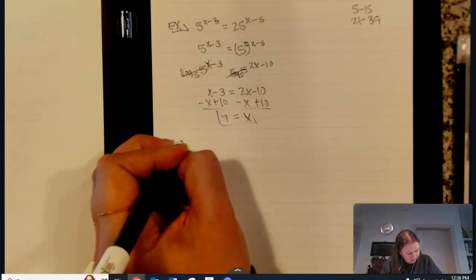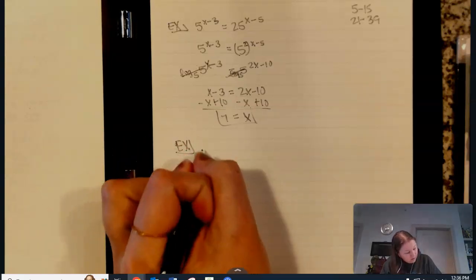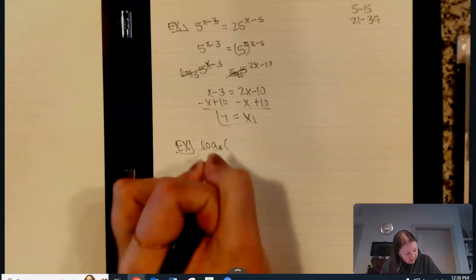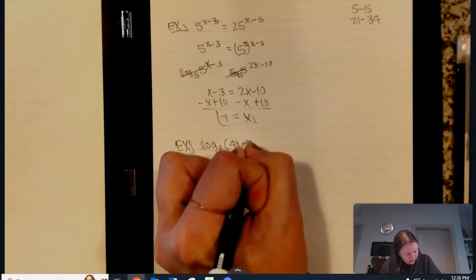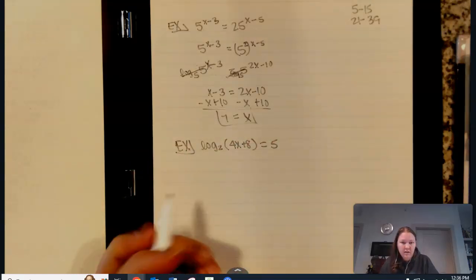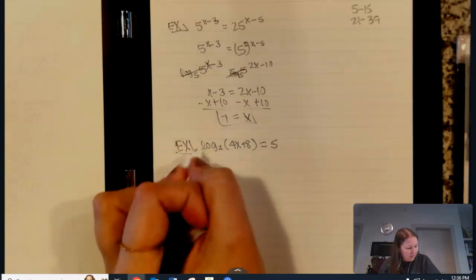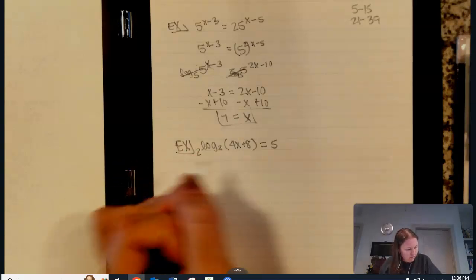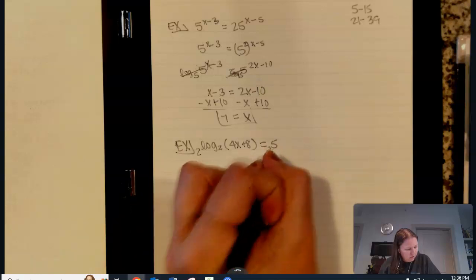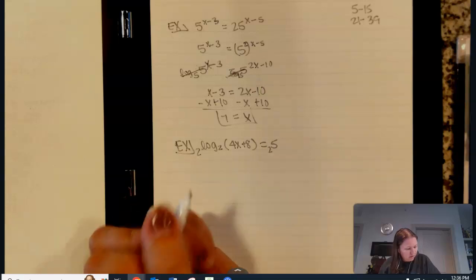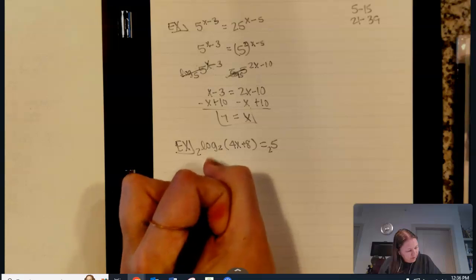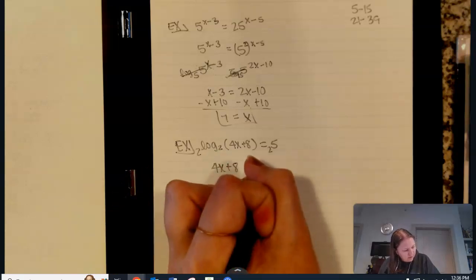Let's do 25. So you have log base 2 of 4x plus 8 is equal to 5. So remember to cancel, you have to use the same base. So I'm going to say 2 and 2. So you'll have 4x plus 8 is equal to 2 to the 5th.